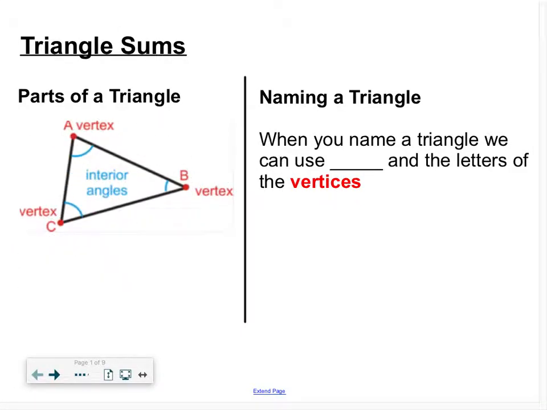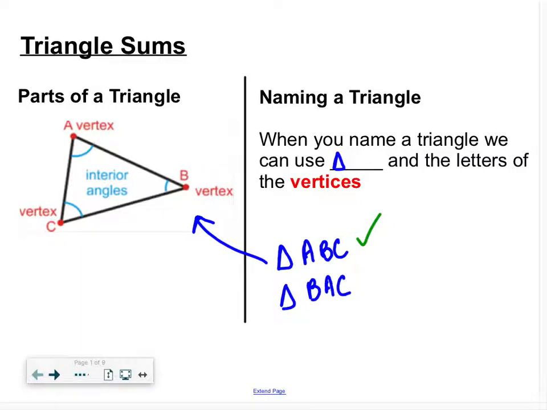A couple of things too. When you name a triangle, we can use the triangle symbol. So it's just a triangle, and the letters of the vertices. So this example here, that would be triangle ABC. That's a good example. Another one would be triangle BAC. Again, that's okay as well.